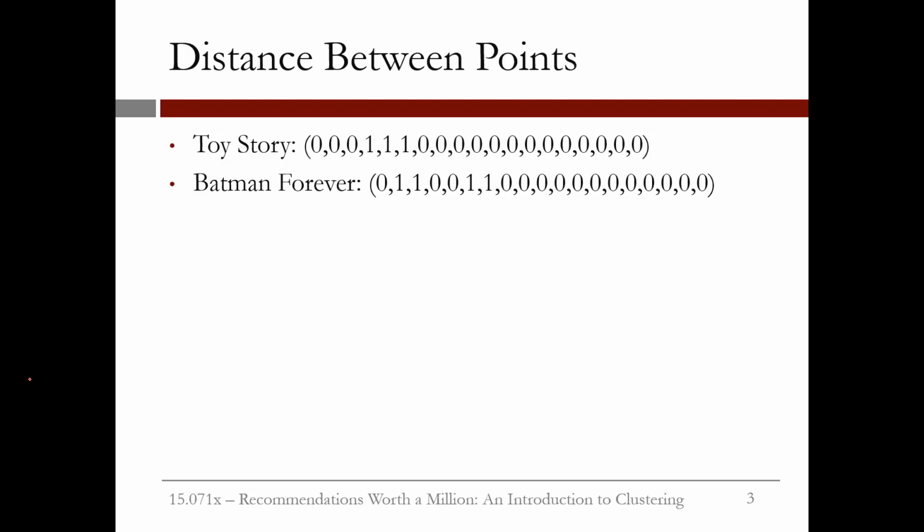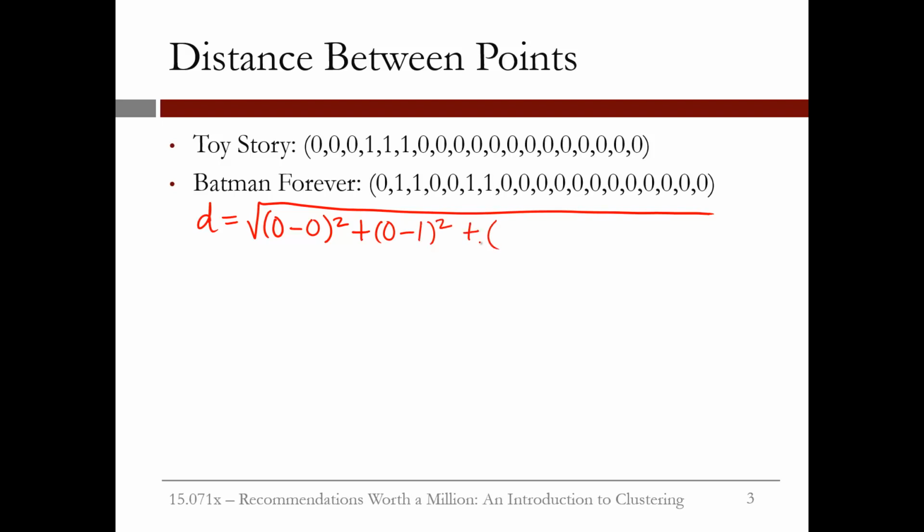So given these two data observations, let's compute the distance between them. The distance d would be equal to the square root of the difference in the first component, 0 minus 0, squared, plus the difference in the second component, 0 minus 1, squared, plus the difference in the third component, 0 minus 1, squared, plus the difference in the fourth component, 1 minus 0, squared, etc. This ends up being equal to the square root of 5.